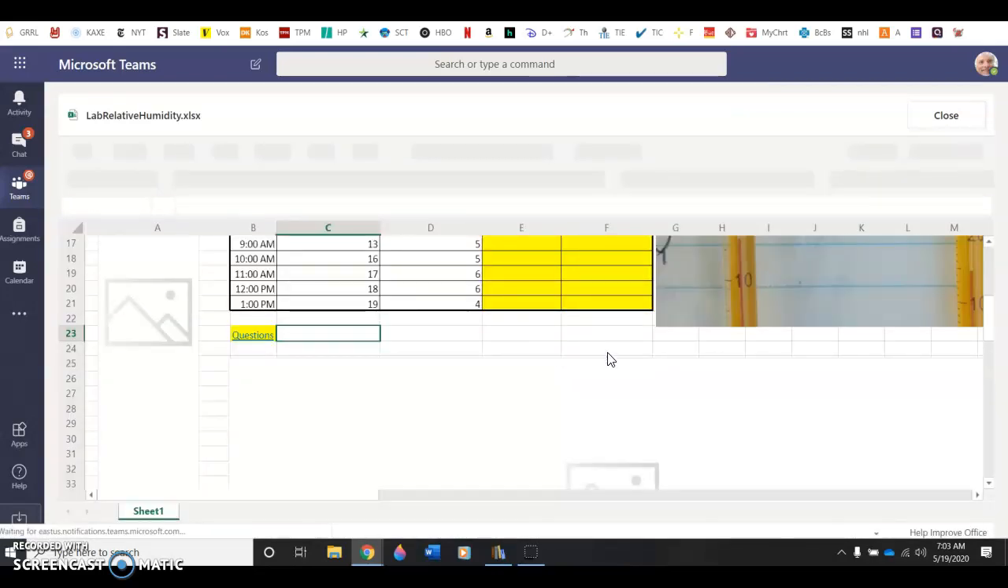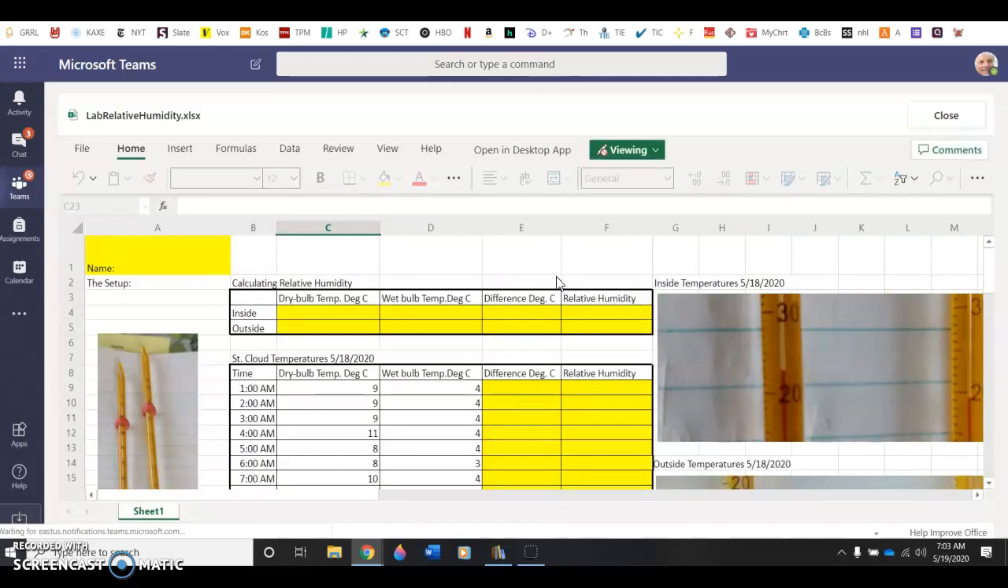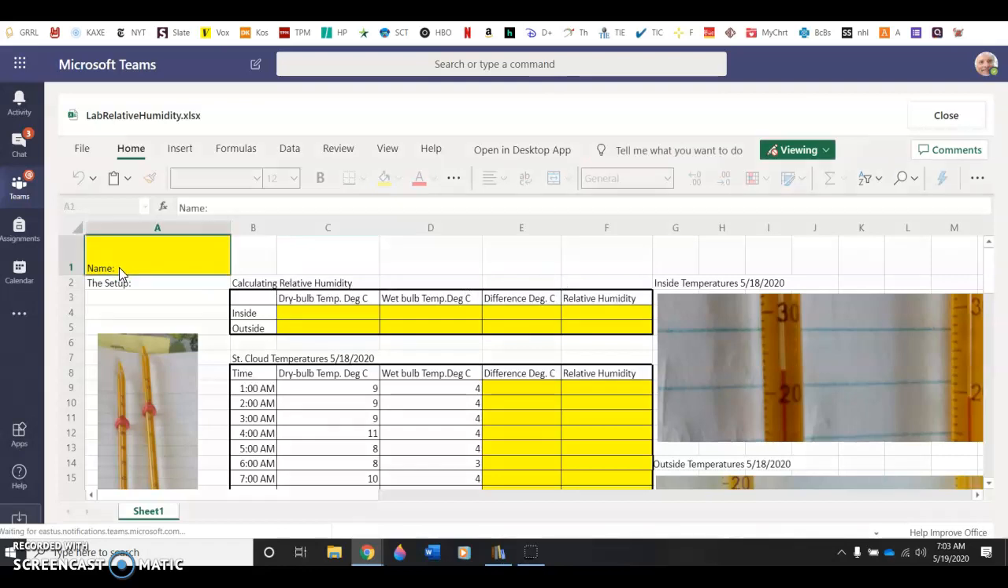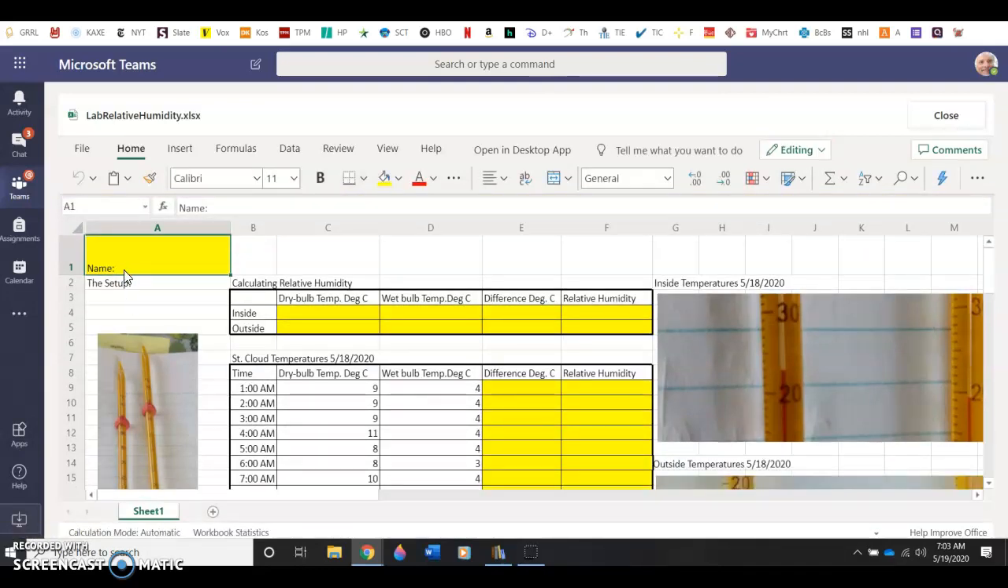And it'll come up and it'll look like this. All right. So first put your name in here. So it says read only. I'll have to click on edit and put my name there.